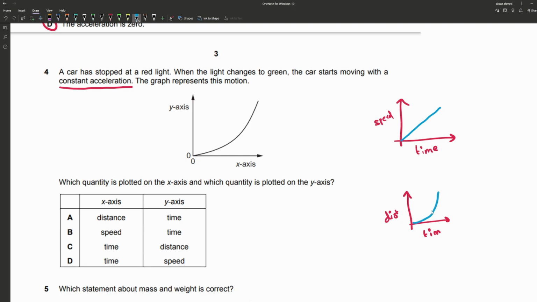Now if you compare the graph that we've drawn to the graph that they've given, we can see that the graph correlates to the distance time graph. So on the y-axis we'll have distance, and on the x-axis we'll have time. So we'll have distance and time, and we can see that C is the correct answer.